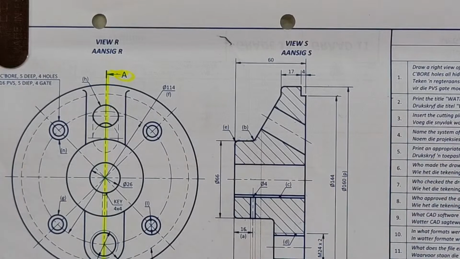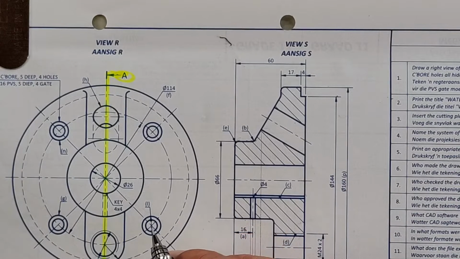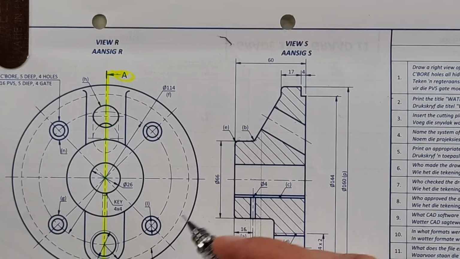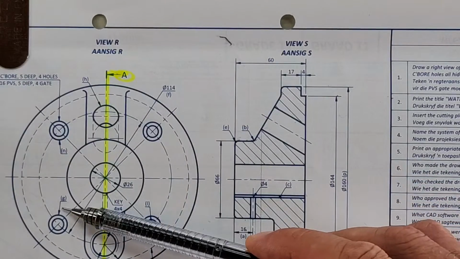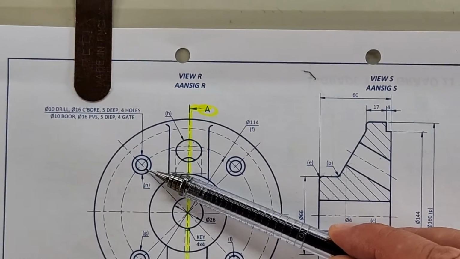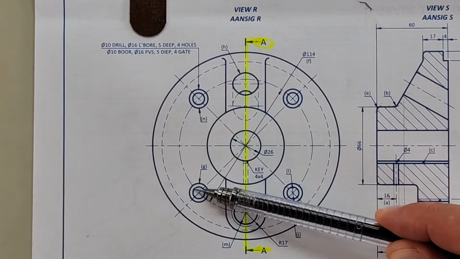Okay. Next question. What is the angle between hole N and hole G? Where's N now? There's G, there's N. Okay. Alright, have a look at that. They're asking what is this angle?